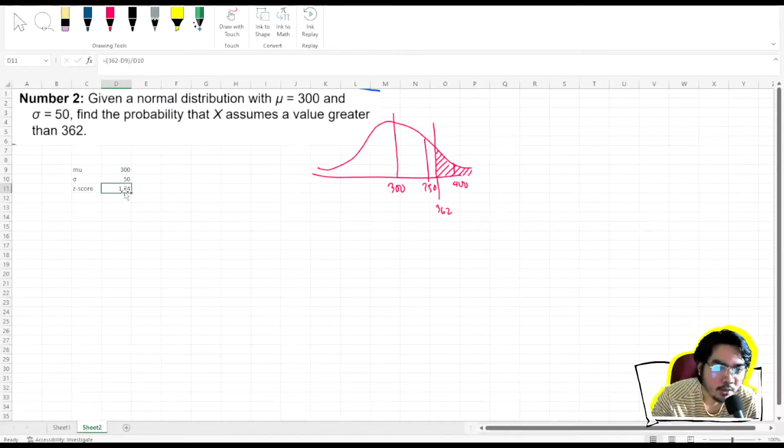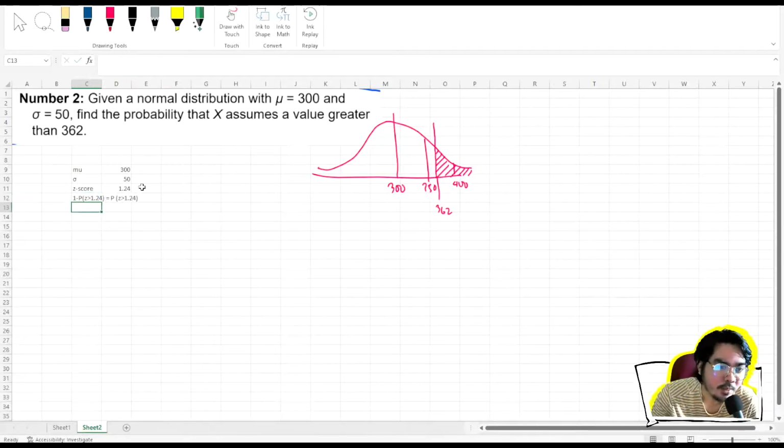So that is our z-score. So our z-score is 1.24. Now I want to know the probability that z is greater than 1.24. I mentioned earlier that Excel measures from negative infinity to the z value, no? So what we can do is 1 minus the probability that z is less than 1.24. This is what we want to know, which is just equal to the probability that z is greater than 1.24.